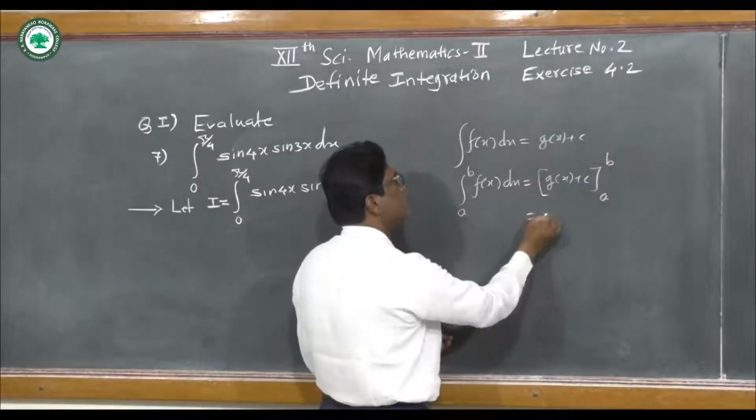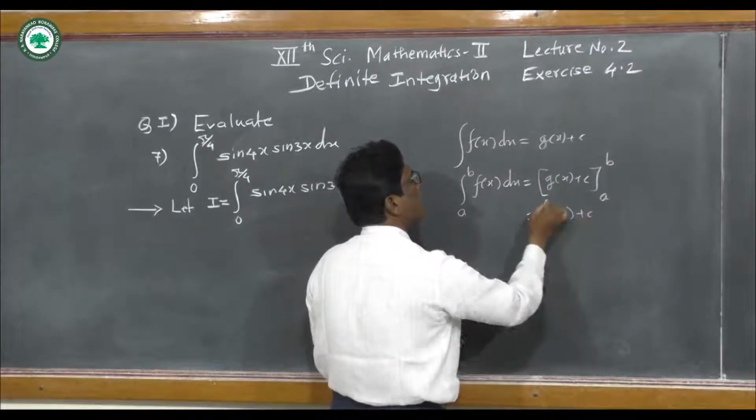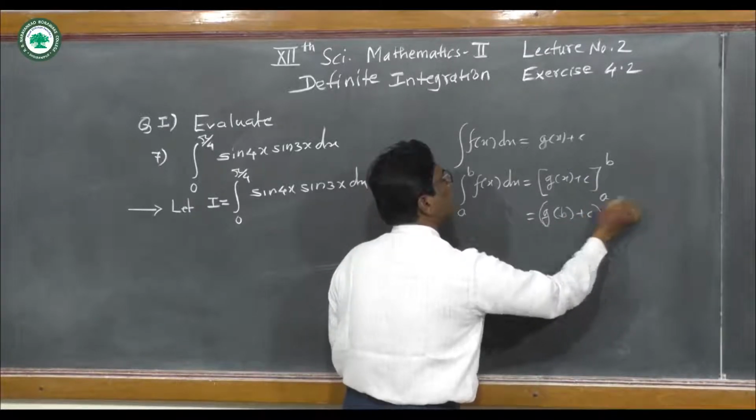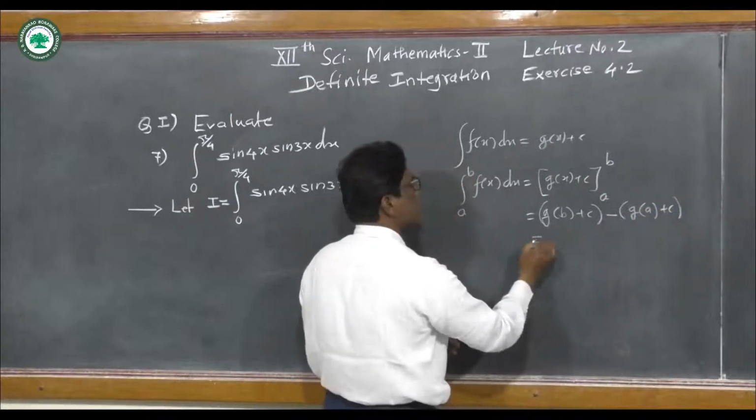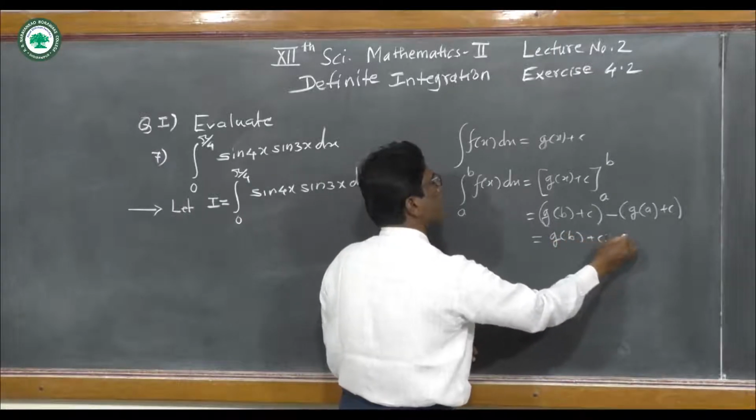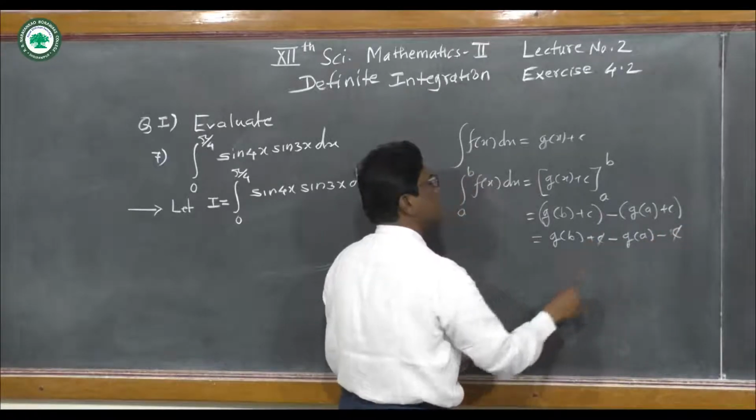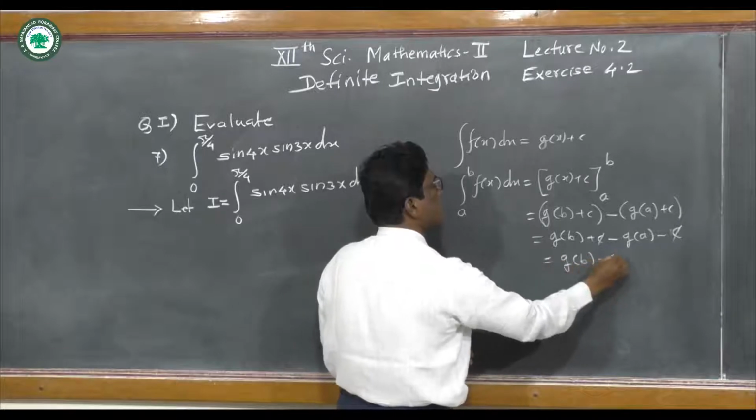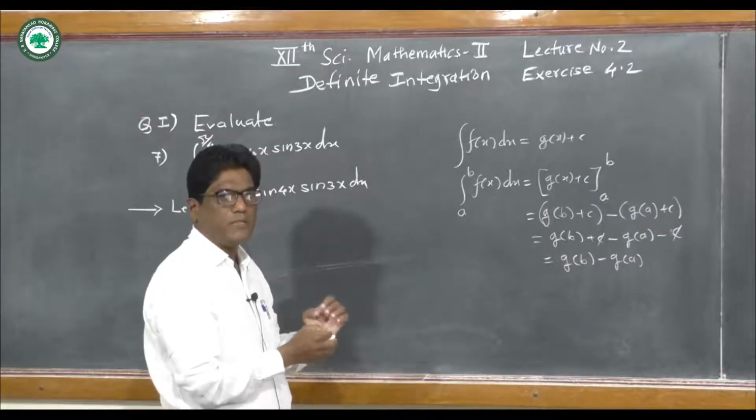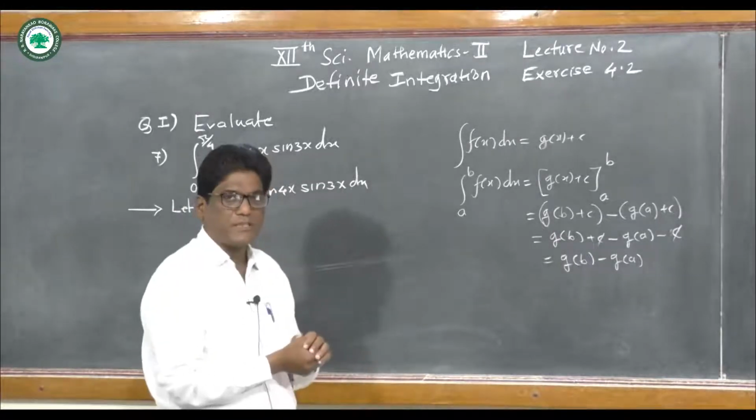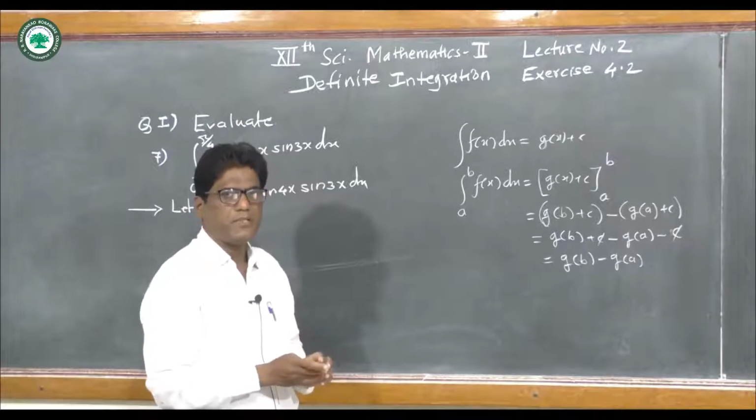And now take here g of, in place of x we put upper limit, that is g of b plus c, and then take minus sign and g of, in place of x now put lower limit a, g of a plus c, and now open this bracket. So we get here g of b plus c minus g of a minus c. This minus c and plus c get cancelled, so it is equal to g of b minus g of a. We have seen this fundamental theorem of integral calculus. So we have to use only lower limit and upper limit in question number first and question number second, because we have seen all the problems in the previous chapter indefinite integration.